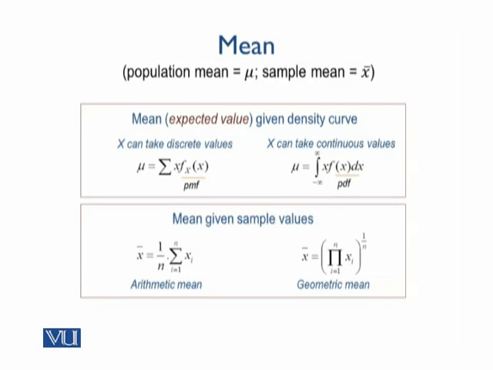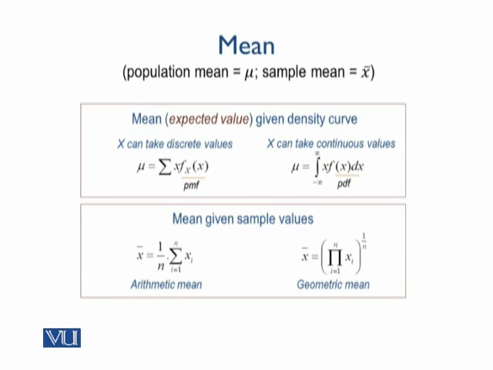You also have geometric mean, in which all the observations are multiplied, and the product of all the observations, for example, if we have n observations, the product of these n observations, we take the nth root of that.